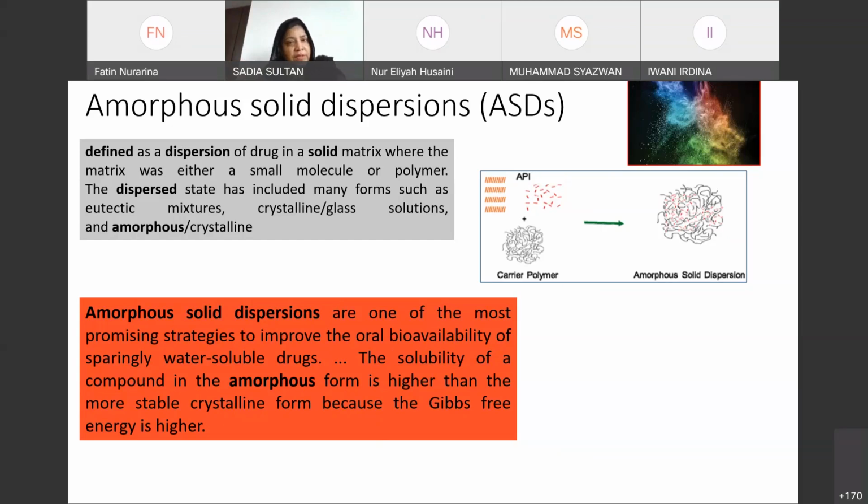What is Gibbs free energy? Okay, you note down all this terminology. You will also go through this Gibbs free energy, right?